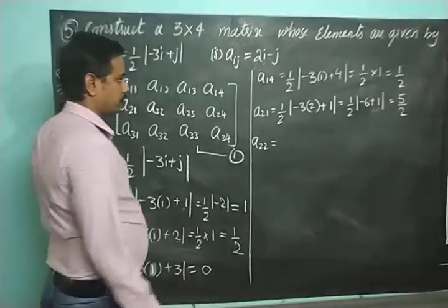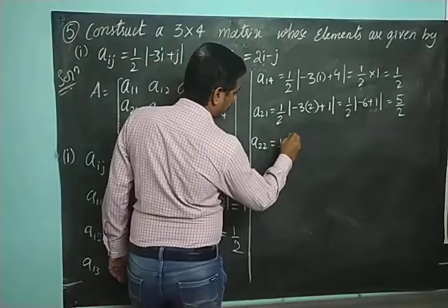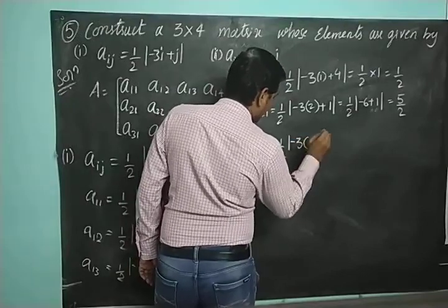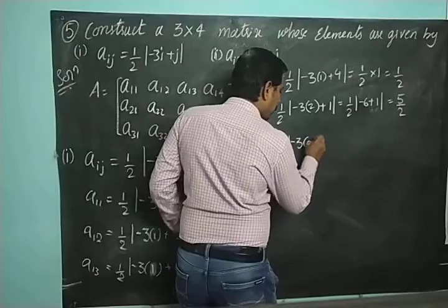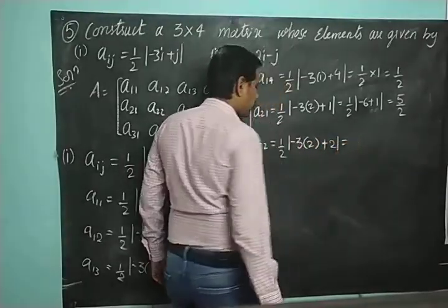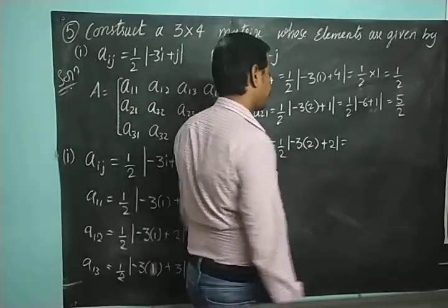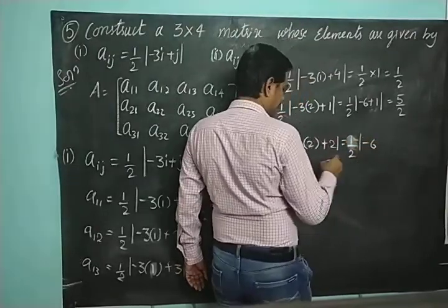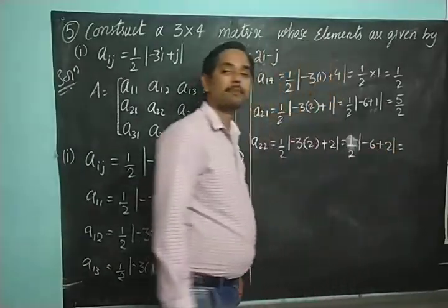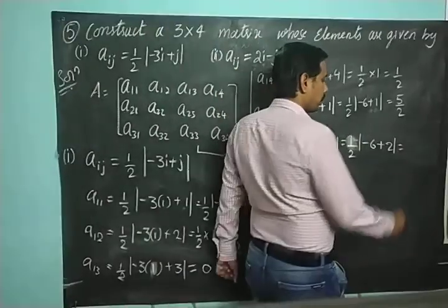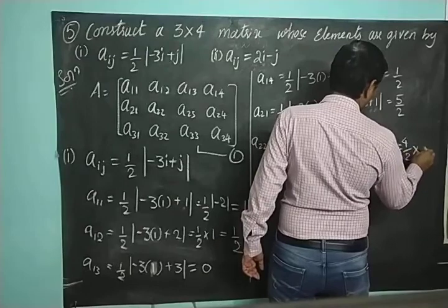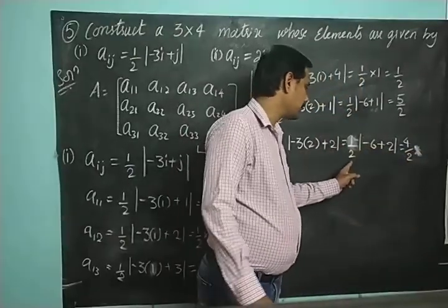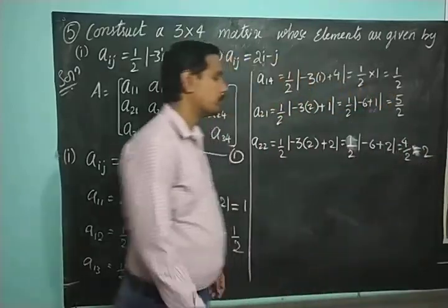A22. 1 by 2 as it is. Okay. So minus 3. What is I? That is 2. What is J? That is also 2. Minus 3 into 2 is minus 6. Minus 6 plus 2 is what? Minus 4. If I take out the mod, it becomes plus 4. That is 4 divided by 2. What will be this one? Value will be 2. Fine.